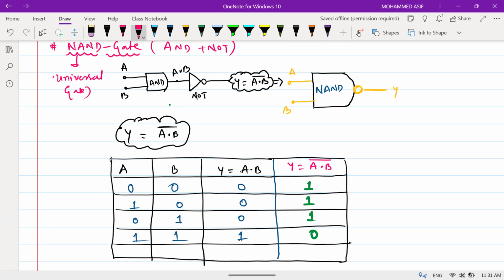That means from this gate, I can get NOT gate, I can get OR gate, I can get your NAND gate, depending upon the situations.